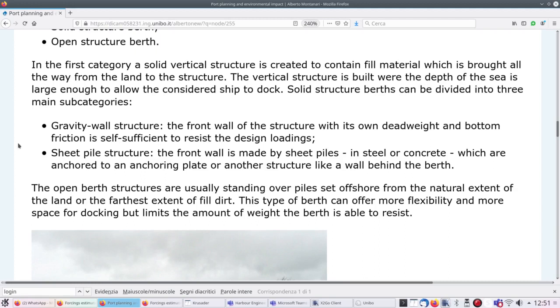Another way of building the sheet pile is by using metals, by using iron, and the sheet pile structure is largely used even for important ports because the ability of sheet piles to carry load is extremely high. The choice between a gravity wall or a sheet pile is based on the consideration of the local conditions and ultimately on a cost-benefit analysis. But we will see the criteria for deciding the berth structure later on.